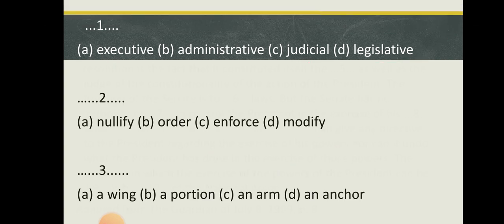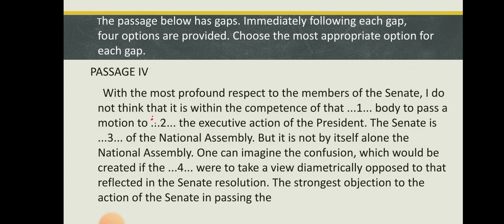Now let's go back to that place. As question number 3, we have the Senate. The Senate is an arm of the National Assembly, but it's not by itself alone the National Assembly. Are you understanding how the passage is flowing? Right? Now let's go to the next one, which is number 4.